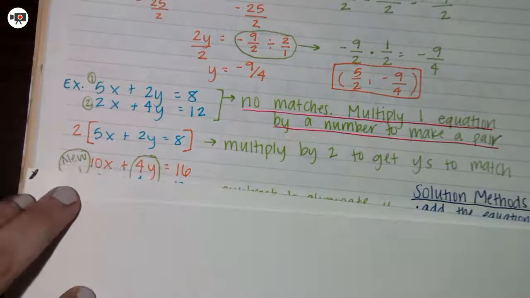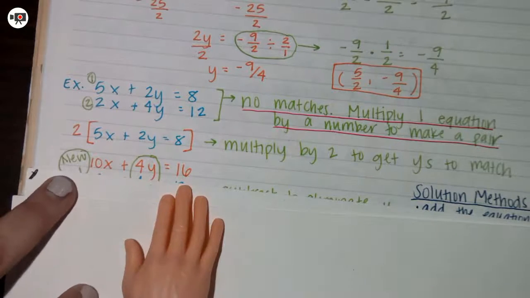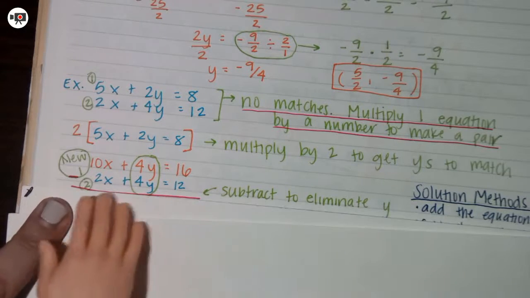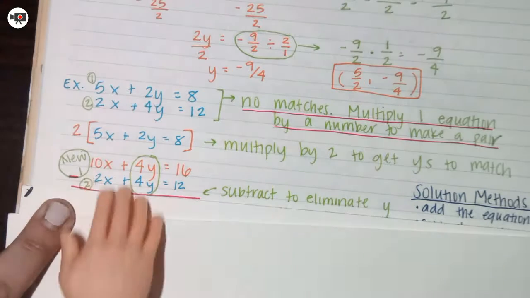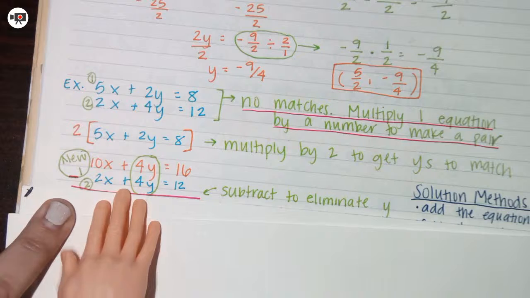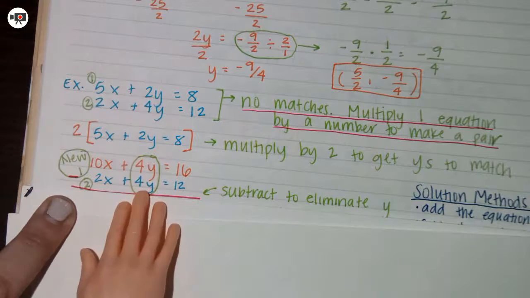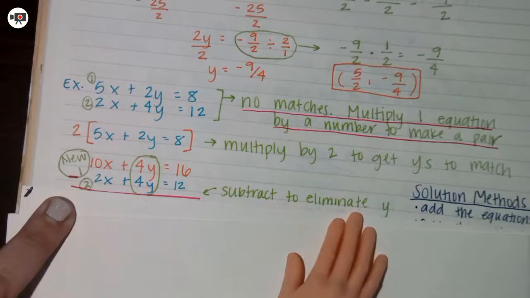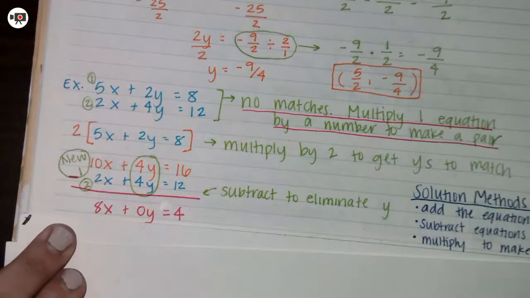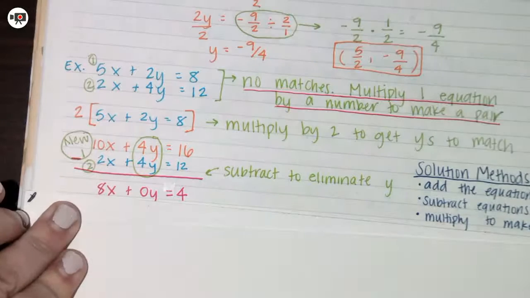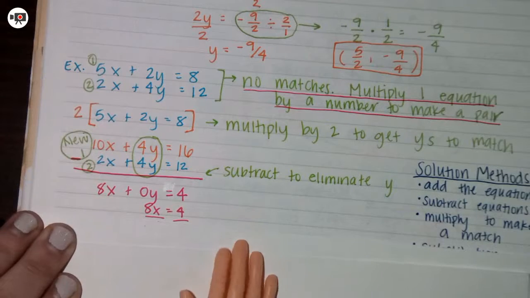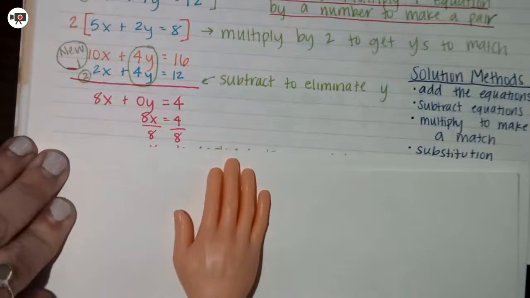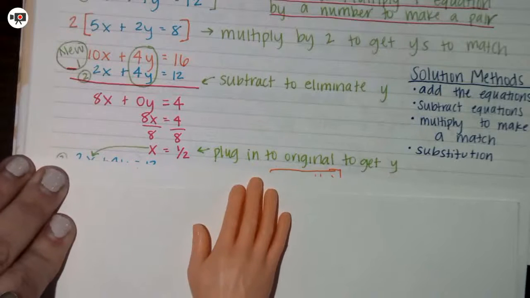So, after multiplying by 2, I have 10x plus 4y equals 16. Rewrite equation 2, and I have 2x plus 4y equals 12. Now, I can subtract the top from the bottom. Top minus bottom. And 4 minus 4 is 0, so I'll eliminate the y's. So I get 8x equals 0y plus 4. So now I'm going to solve for x. And I get 8x equals 4, divide each side by 8, and x equals a half.